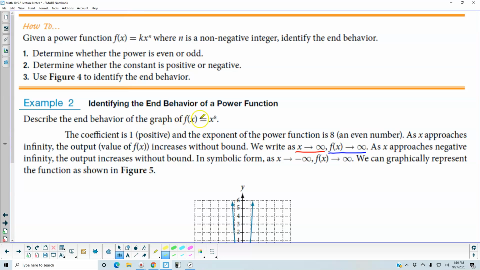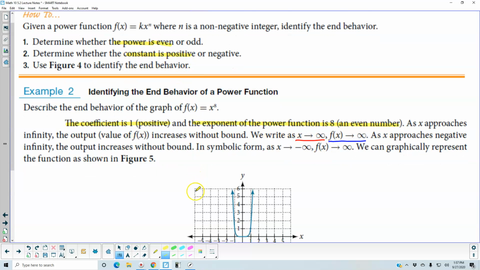So first thing we need to identify is what is the leading coefficient of this function? Well, the coefficient is 1, so we have a positive coefficient. So we determine that. Now we need to determine what is the exponent of the power function. Well, the exponent of the power function is 8, and it's an even number. So we know that the power is even. Okay, so now we need to figure out what's happening on the graph.